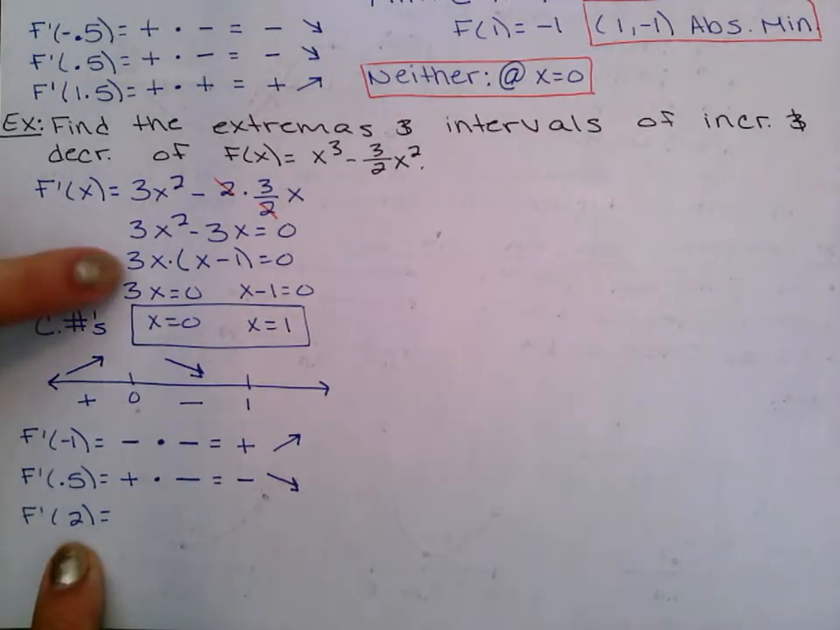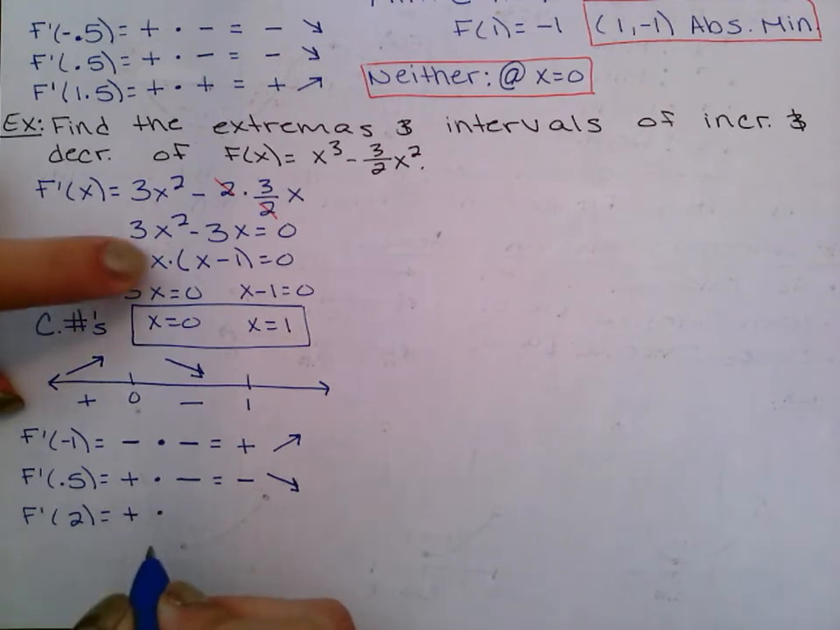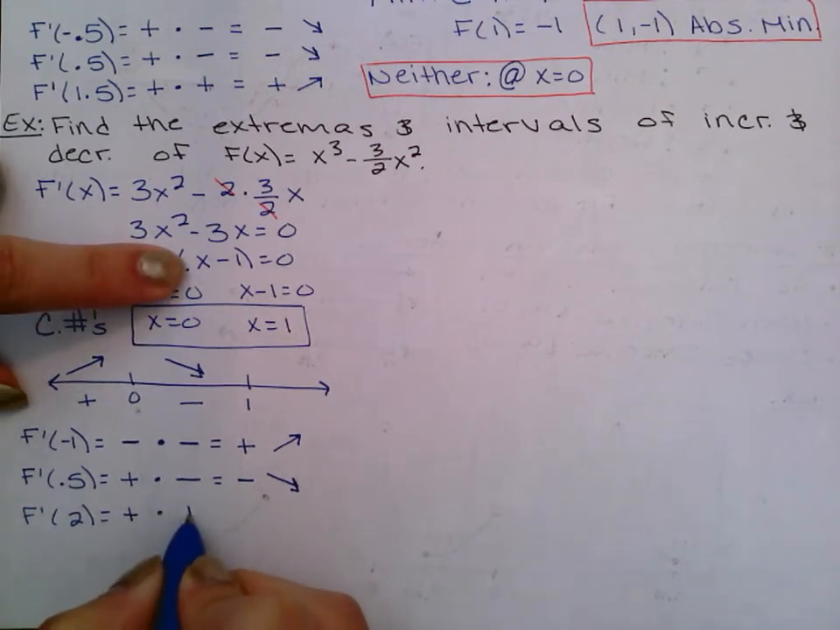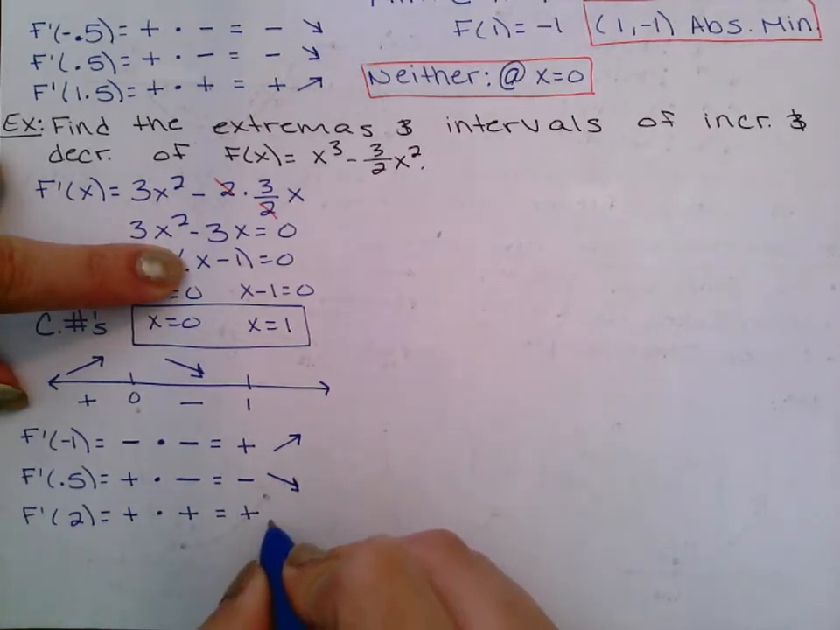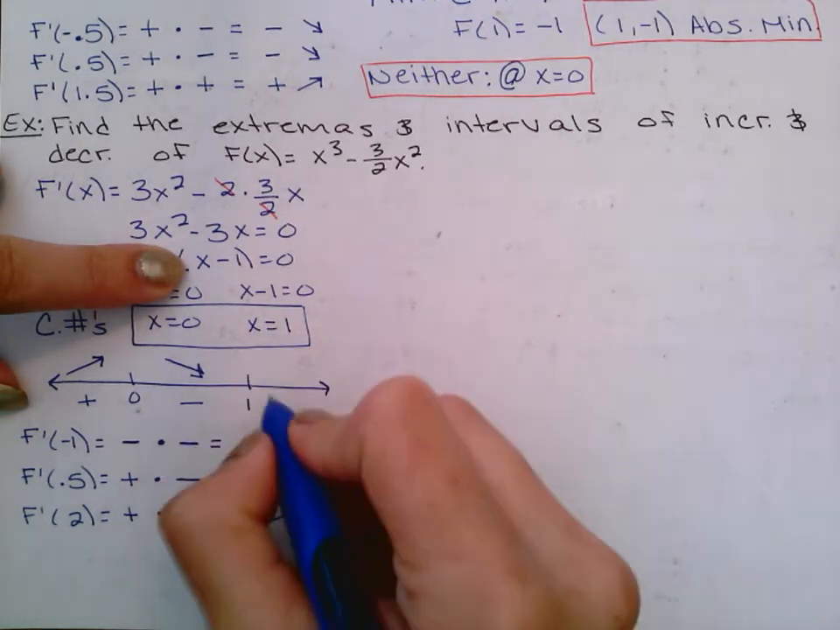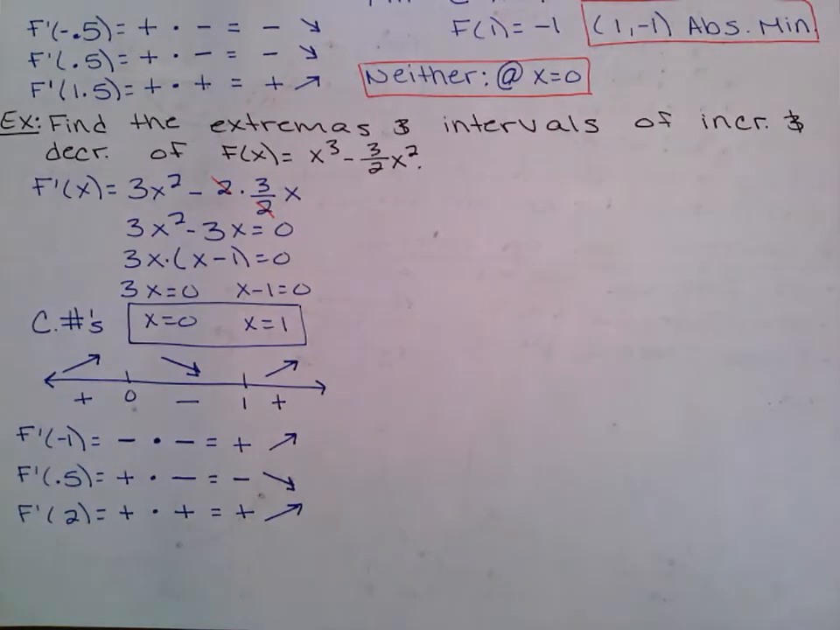And last one, 2. 2 times 3 is going to give me positive. 2 minus 1 is also going to give me positive. Positive times positive is positive, which means a positive derivative, a positive slope, means I was increasing on the original.